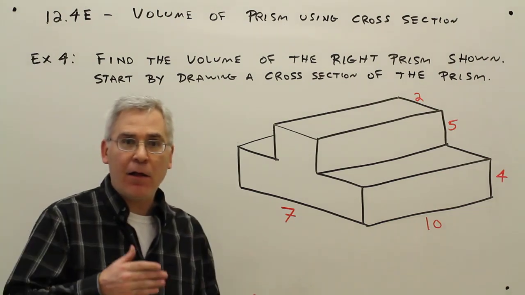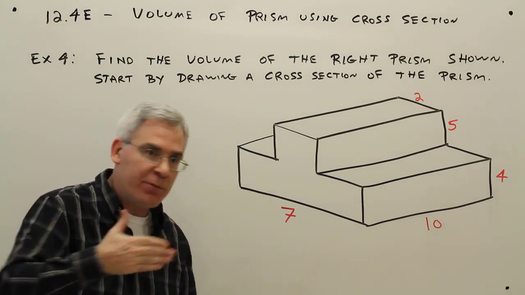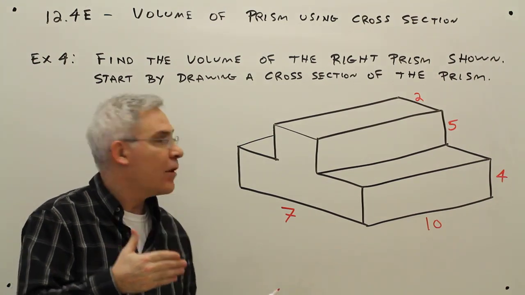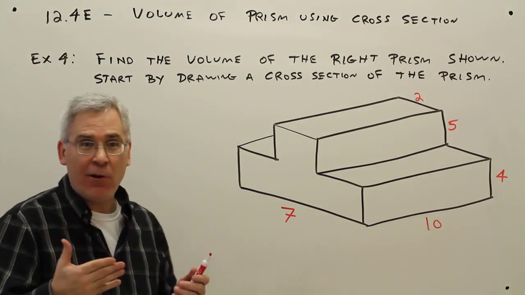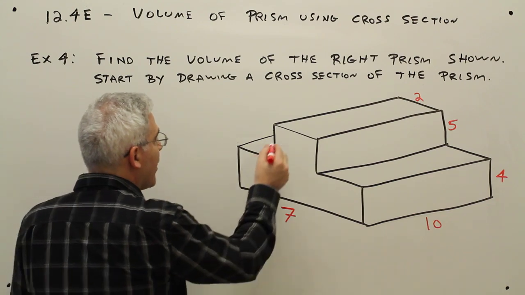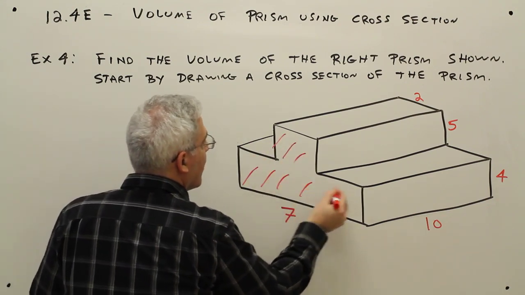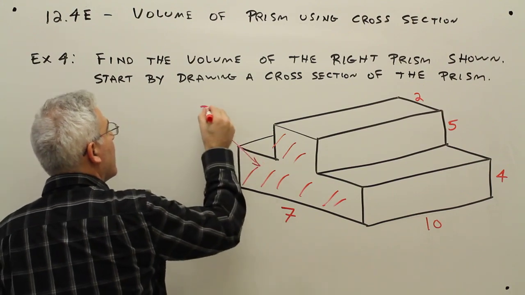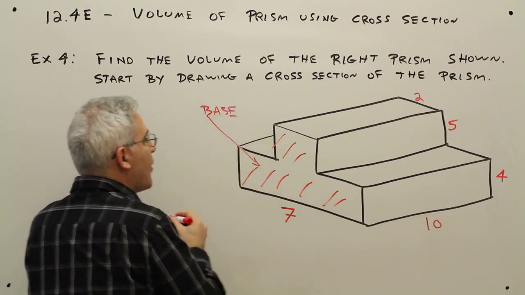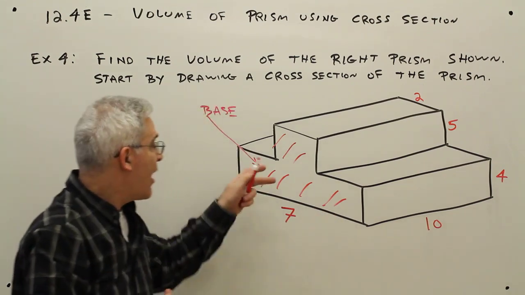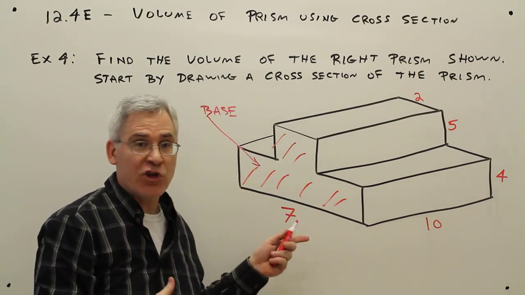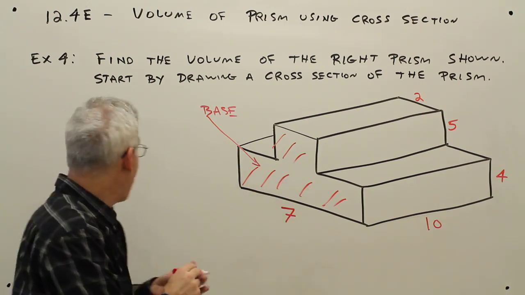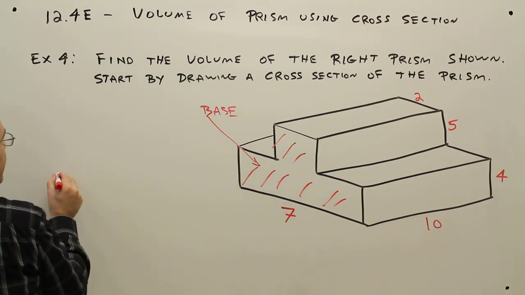Recall a cross-section is if you saw right through the solid parallel to the bases. So the bases have to be parallel and congruent. So really, this right here is a base. If I were to cut through anywhere, I would get that same cross-sectional shape. The direction said to start by drawing a cross-section, so I will.